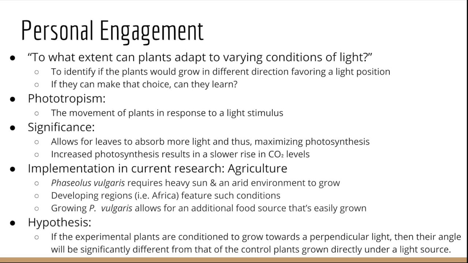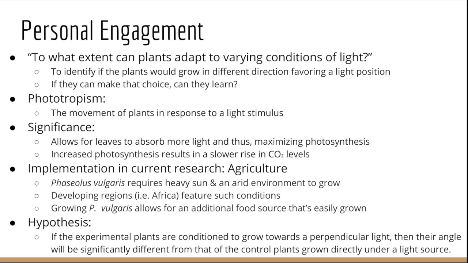For the personal engagement portion of this experiment, the overarching question was, to what extent can plants adapt to varying conditions of light, where we sought to identify whether the plants could grow in different directions favoring a light position. We were curious to know that if they could make that choice, can they learn?